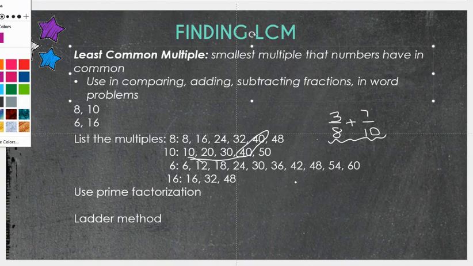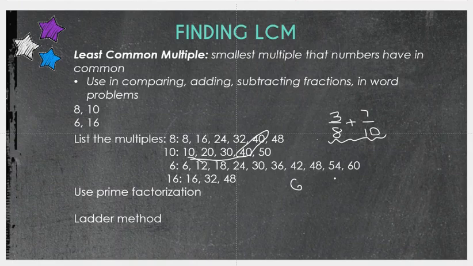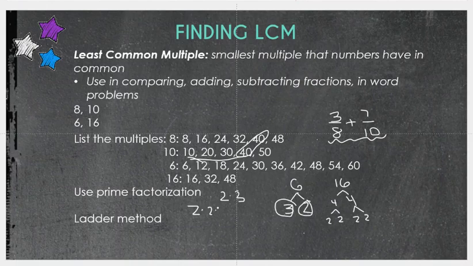Okay, prime factorization. Let's go 6 and 16 with this one. And just like with GCF, we will break these numbers down into their prime factors. So prime factors for 6 are just 3 and 2. So 2 times 3. And then for 16, we break this into 4 and 4. And each of those can be broken into 2 and 2. So we've got 2 times 2 times 2 times 2.